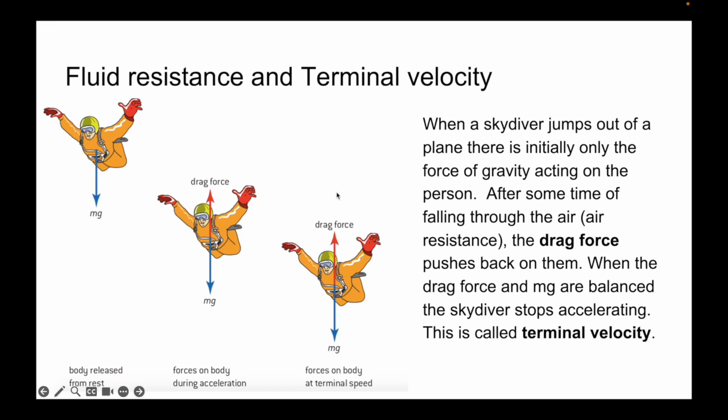So in this case, a skydiver is jumping out of a plane. There's initially only the force of gravity on the person. So after some time falling through the air, the drag force starts to grow. And here you can see the drag force starting to grow. It's not quite as long as the mg force yet. The drag force then pushes back on them. When the drag force and mg are balanced, then the skydiver stops accelerating, and that's called terminal velocity.